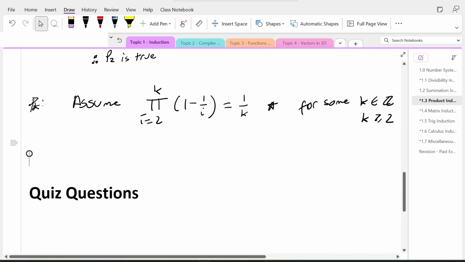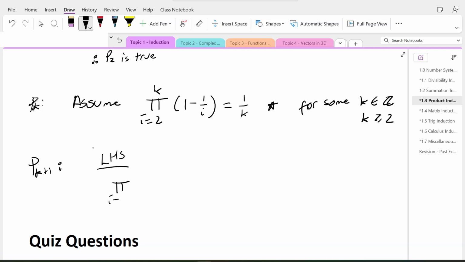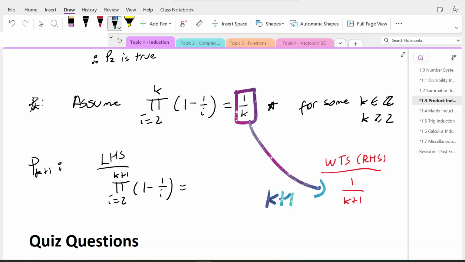Okay, so we're going to do Pk plus 1. On the left-hand side, we will have the product from i equals 2 up to k plus 1 of 1 take 1 over i. I'll work on that in a sec, but our want to show, or in other words, our right-hand side here, will be 1 over k plus 1. So remember, with this step, you're taking this little bit here, you're just having it as k plus 1 instead of k. That's always what you do.